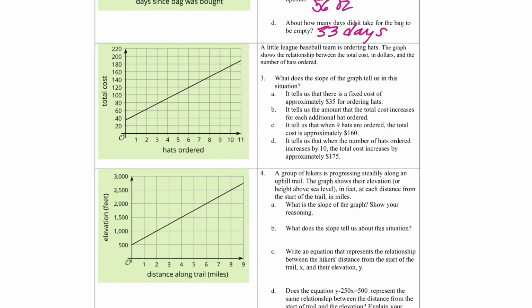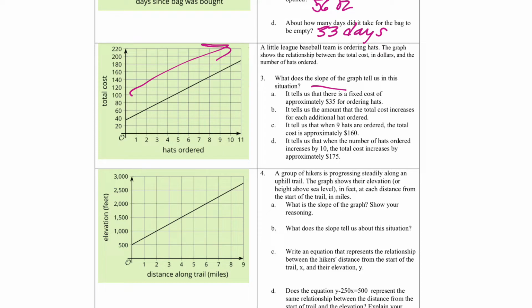All right. Let's try our Little League baseball team. The Little League baseball team is ordering hats. The graph shows the relationship between the total cost in dollars and the number of hats ordered. So this makes sense. The more hats we order, the more it's going to cost us. So what does the slope of the graph tell us in this situation?